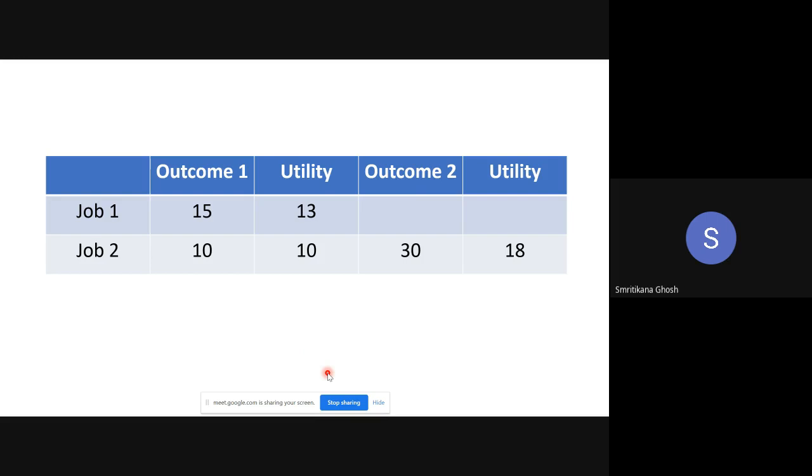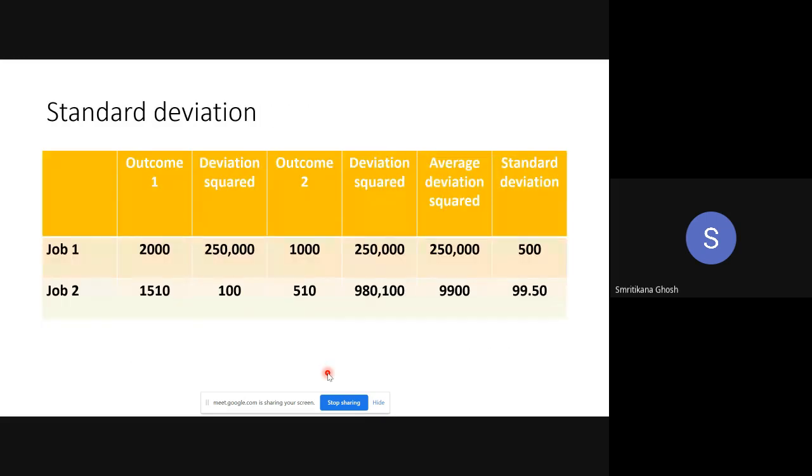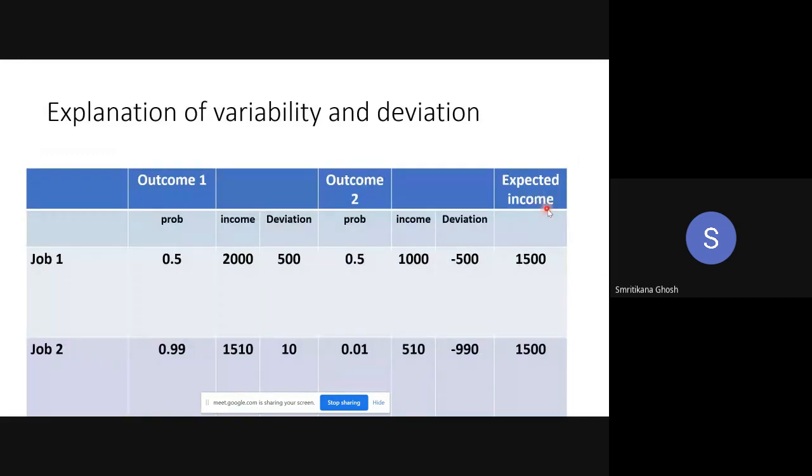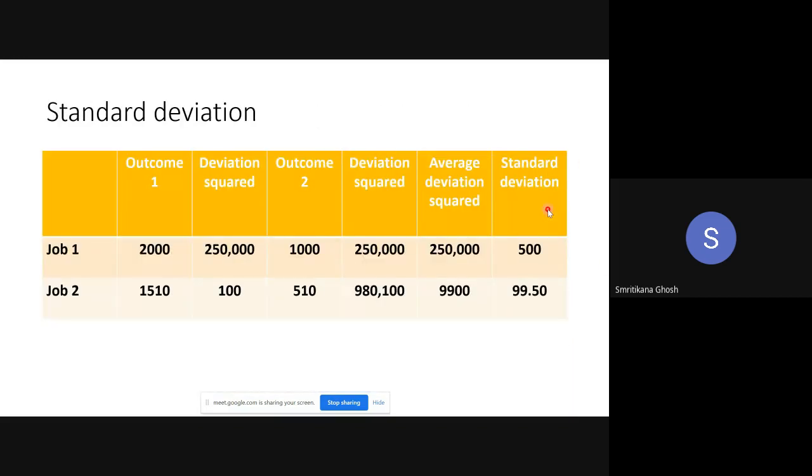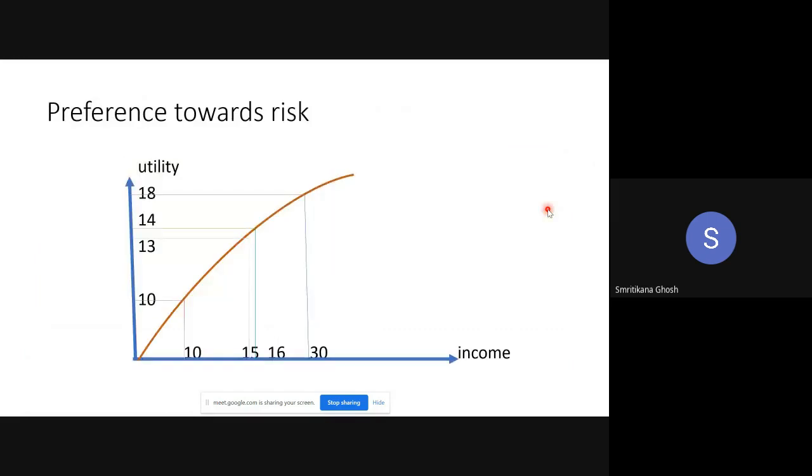Here we need the concept of expected utility. We have discussed expected income already. Expected utility is very similar to that. What is that? The probability into the corresponding payoff, or rather, the payoff into the corresponding utility.